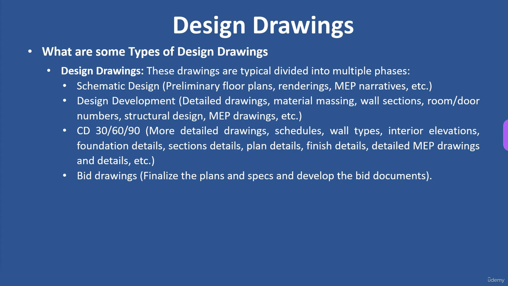Then you get into the next phase, which is your CD phase, the construction document phase. It's often broken into 30, 60, 90. Those are percent completes of the design. You get more and more details. You start developing finish schedules, door schedules. You start assigning wall types because you might have fire rated walls. You get into some interior elevations, what things are going to start to look like. You might have some soffits and stuff. You get into some foundation details, some section details, your plan details, finish details. All the details of the project come to life. Roofing details, stuff like that. Then you get your detailed MEP drawings and details as well.